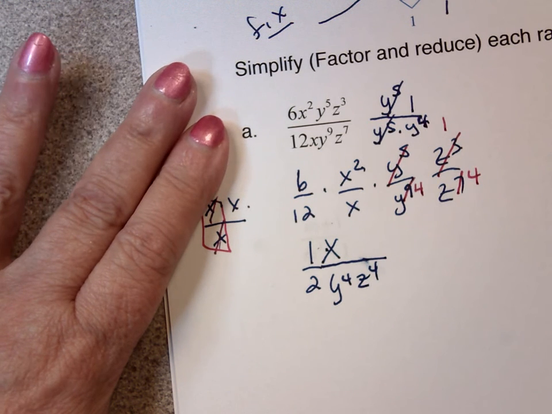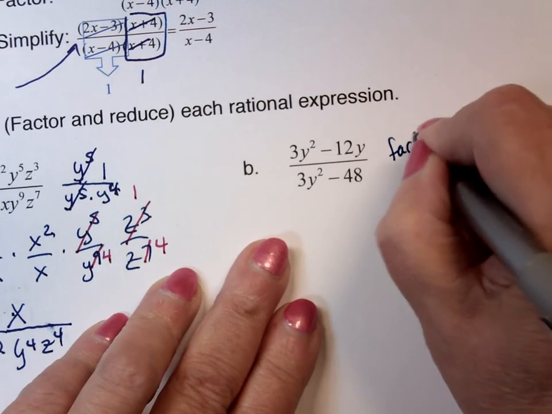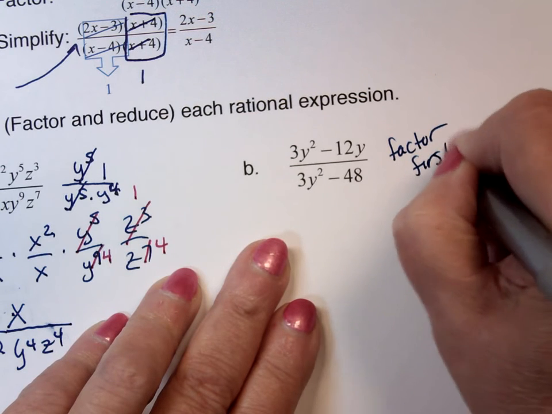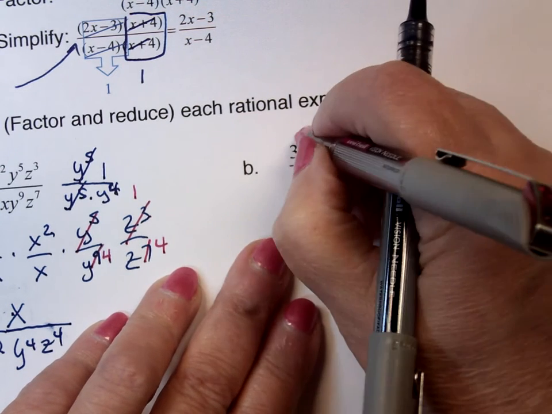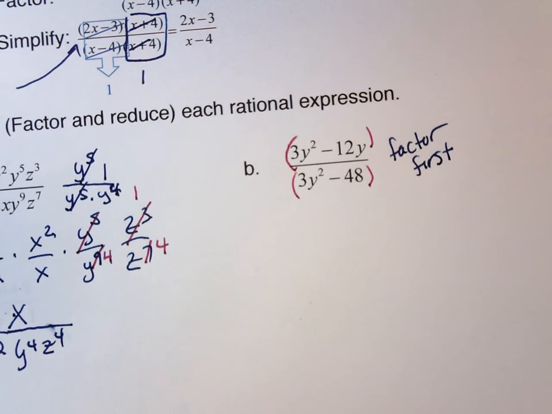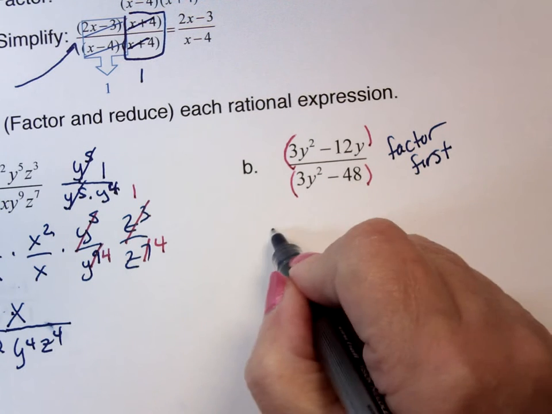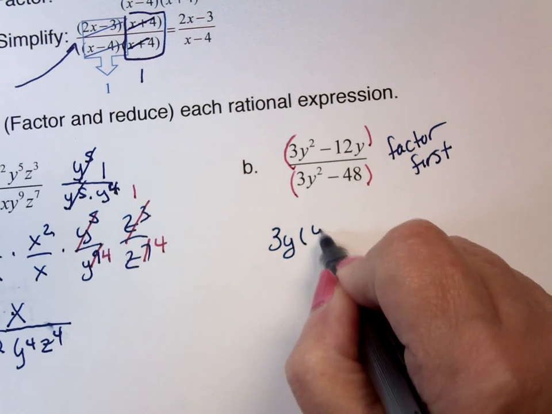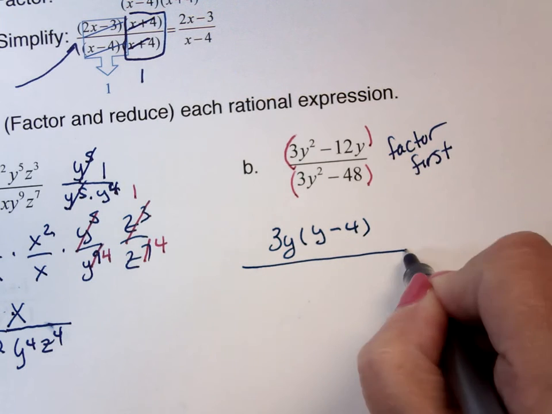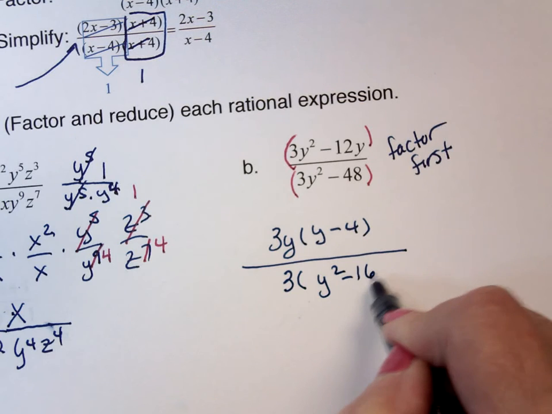And it's all multiplications, which is why you can do it. Here, we need to factor first. Why? Because whether you know it or not, because of that subtraction, these are parentheses. So you either take it all or you take nothing. Here, greatest common factor is 3y. I'm left with y minus 4. Greatest common factor is 3. I'm left with y squared minus 16.